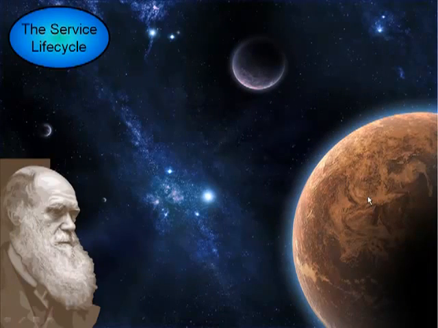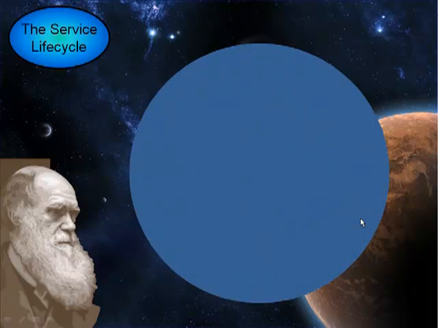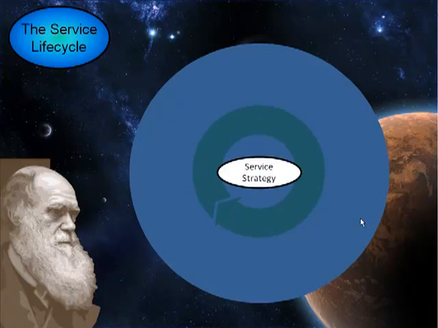So let's have a look at the actual model. What does it look like? Well, we start at the core, and the core sits at a strategic level. That's where we make decisions on what type of services we are going to roll out in the next couple of years, what our customers want, and whether we have enough budget to fund all the services. So that's the service strategy level.